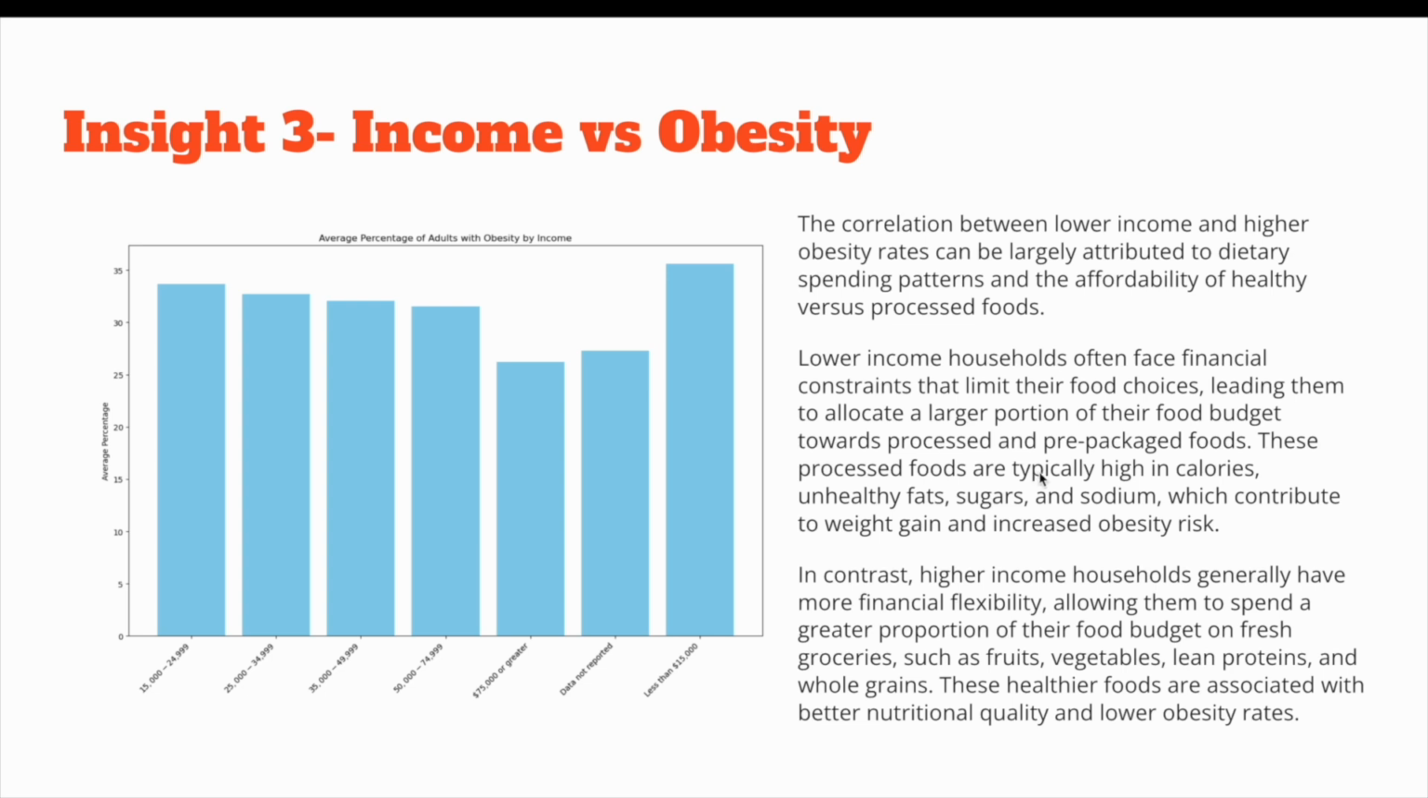And using further research, we found that lower income households often face financial constraints that limit their food choices, leading them to allocate a larger portion of their food budget towards processed foods, whereas in contrast, higher income households generally have financial flexibility and can spend more of their budget on fresh groceries such as fruits, vegetables, etc.